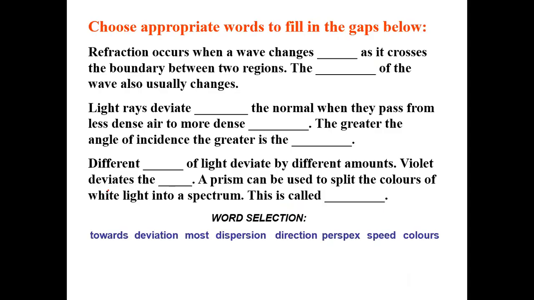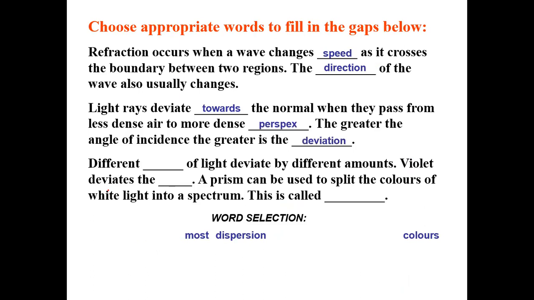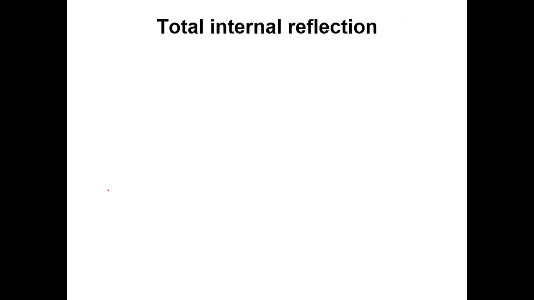Okay, pick these words. Refraction occurs when a wave changes speed as it crosses the boundary between regions. The direction of the wave also usually changes. Light rays deviate towards the normal when they pass from less dense air to more dense perspex. The greater the angle of incidence, the greater the angle of deviation. Different colors of light deviate by different amounts. Violet deviates the most. A prism can be used to split the colors of white light into a spectrum. This is called dispersion.